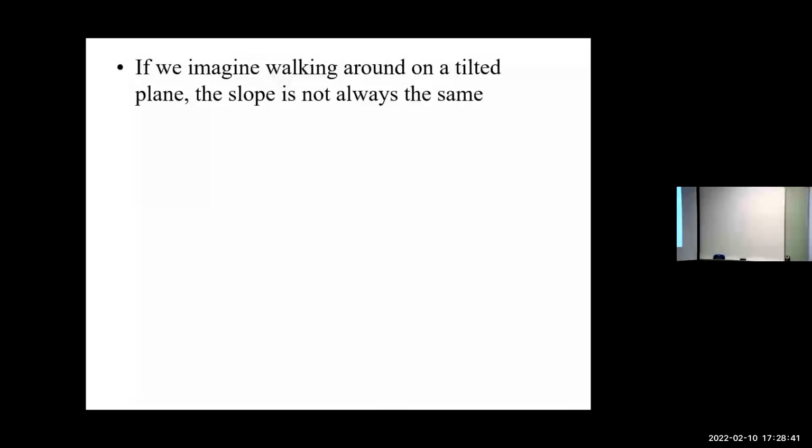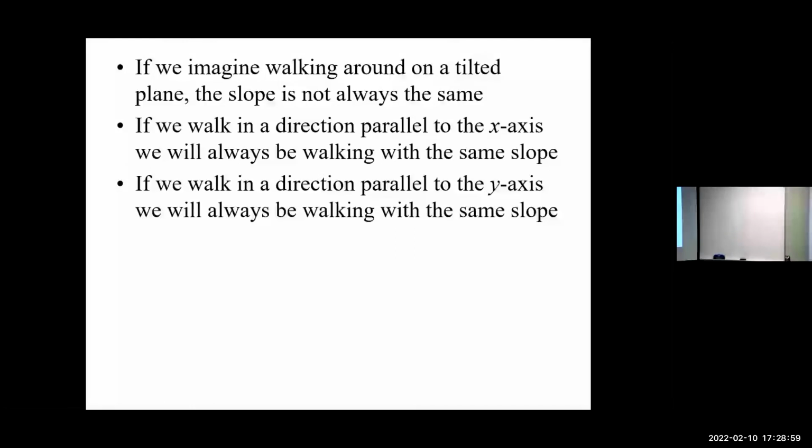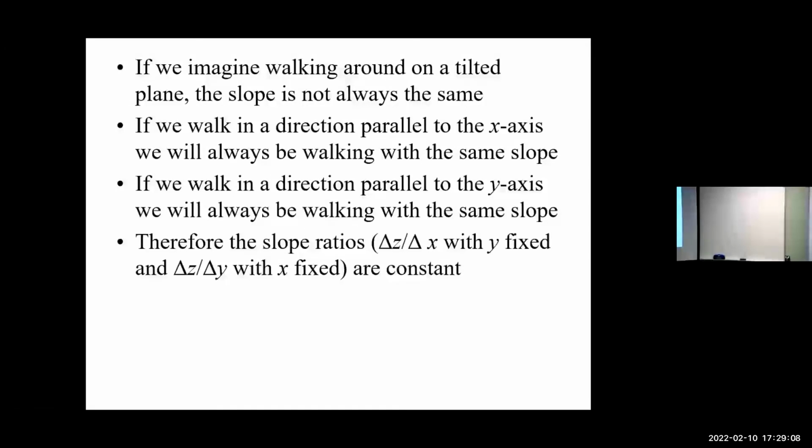So if you imagine walking on a tilted plane, imagine that the floor where you're at is tilted. The slope's not always the same unless we set it to be the same. But if you walk in a direction parallel to the x-axis, you'll always be walking the same slope. You walk in a direction parallel to the y-axis, you're always walking the same slope. Those are the m and n from the previous formula. So what's creating the linear function is that m and n are constant, just like in 2D the m is constant, and x, y, and z are all to the first power.